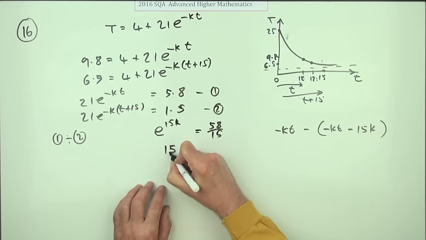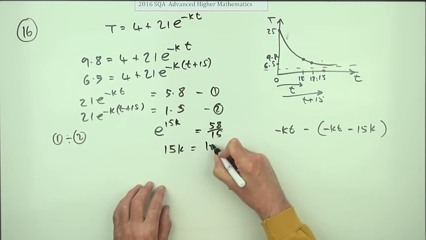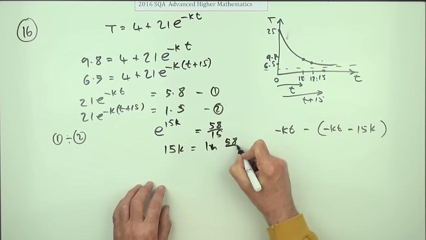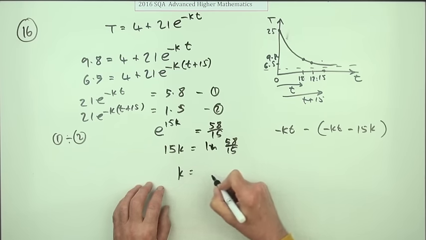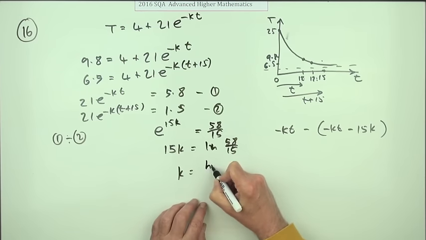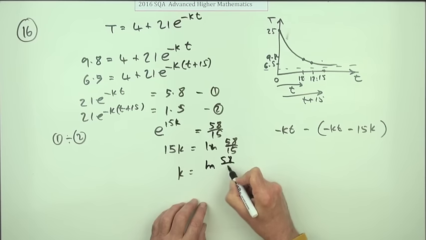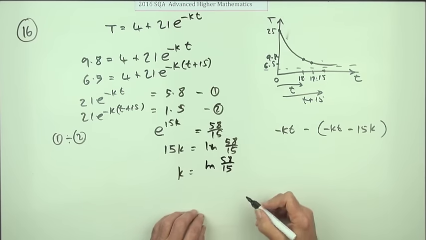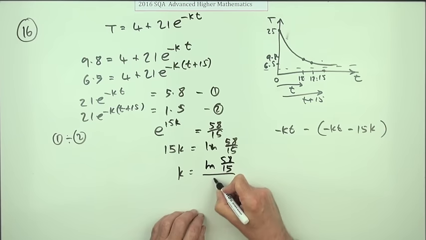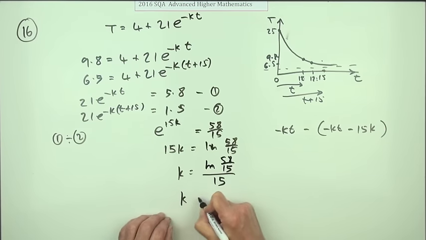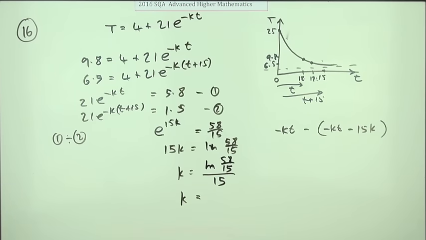So 15k will be ln of 58 over 15. So finally, k is going to be ln of 58 over 15, all over 15. That's barely legible. That's terrible.